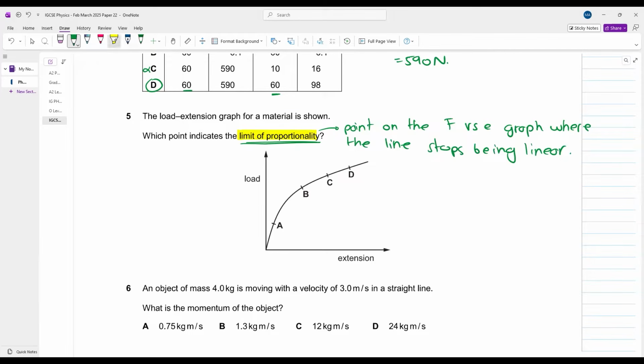बेटा, फोर्स वर्सेस एक्सटेंशन ग्राफ जब आपका लीनियर होना खत्म कर देगा, दैट मीन्स जब फोर्स वर्सेस एक्सटेंशन ग्राफ एक लाइन होना खत्म कर देगा, it starts to curve. That point is known as the limit of proportionality. A is your limit of proportionality.